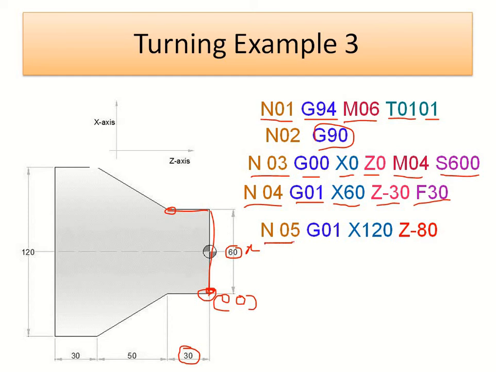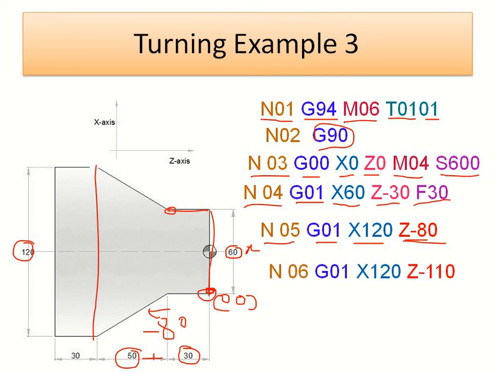Similarly, the next block N05 represents linear interpolation X120. X120 means the total diameter is 120. So here the diameter is 120, and Z is minus 80, that is Z 50 plus 80, the total 80, minus 80. Towards the left-hand side we represent minus 80. The tool travels for block number 5 to this position.